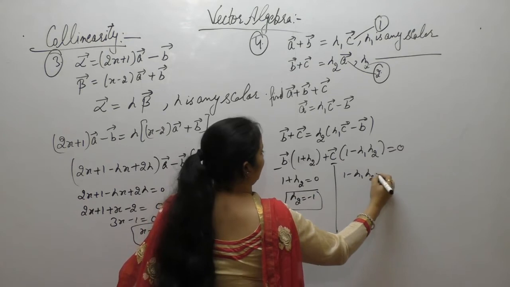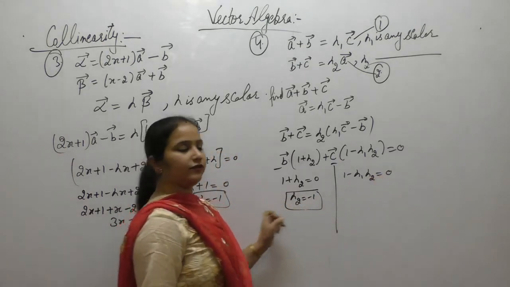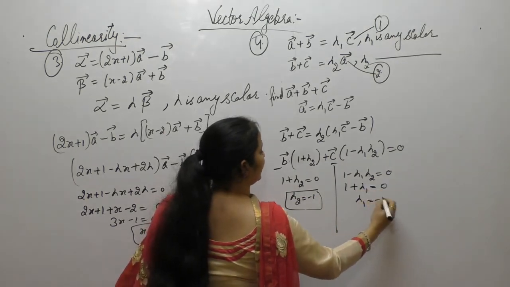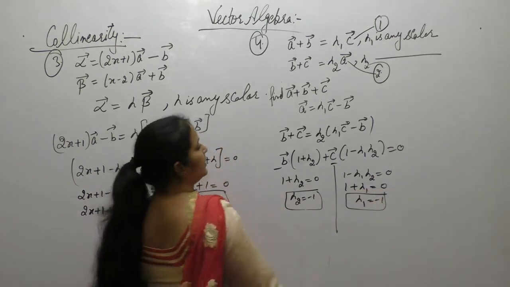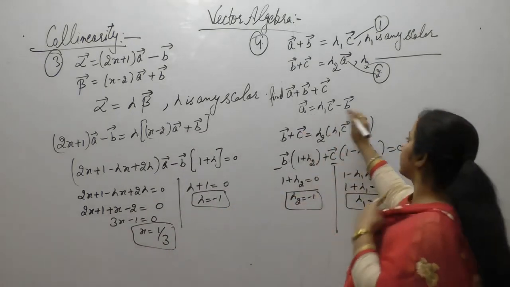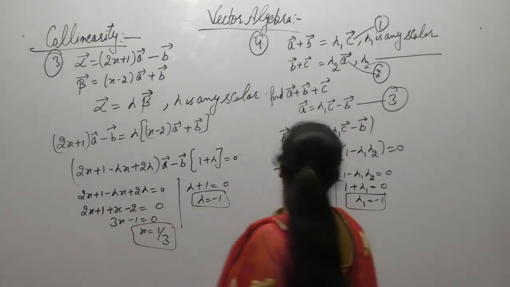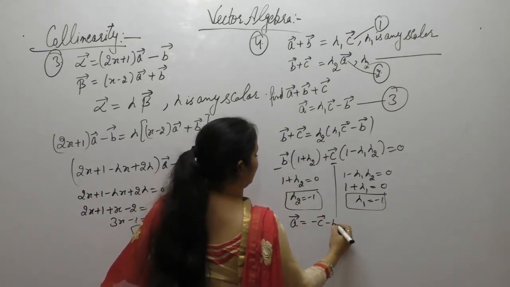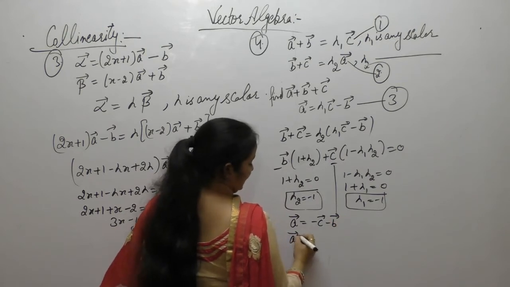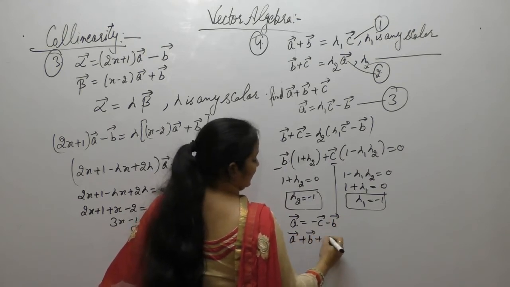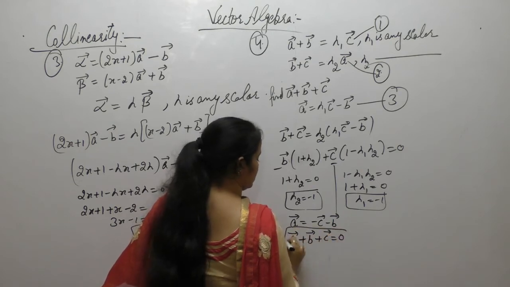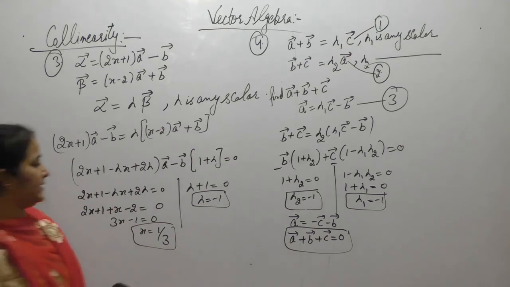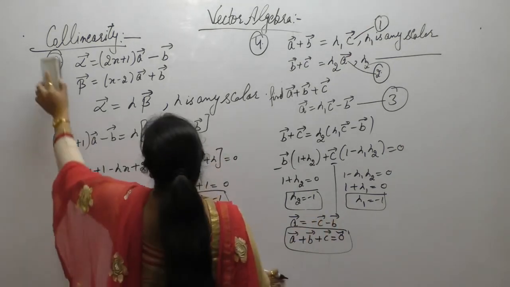1 minus lambda 1 lambda 2 is 0. Put the value of lambda 2 as minus 1, so minus minus plus 1. So lambda 1 has value minus 1. Put the value of lambda 1, minus 1, in equation 3. A vector is equal to minus C vector minus B vector, or we can say that A vector plus B vector plus C vector is equal to 0. A vector plus B plus C vector is equal to 0 vector.